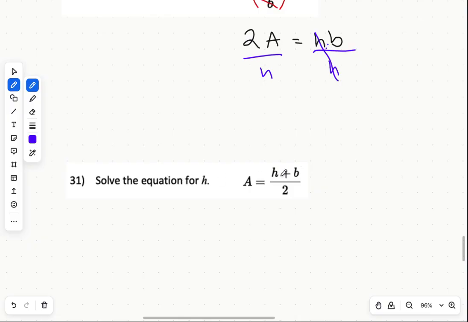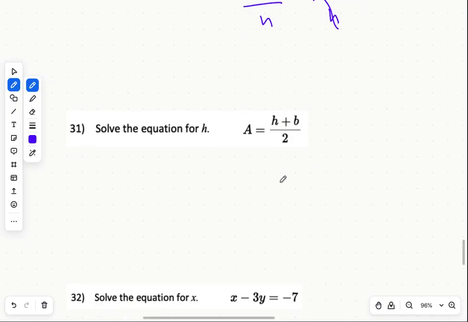This one we were solving for h, so that's right there. I would clear the fraction first, because I can't add or subtract that b right now because of the fraction bar. So let's do this, and we're going to multiply both sides by 2. So on this side I'm going to have 2a, those cancel, and then I have h plus b.